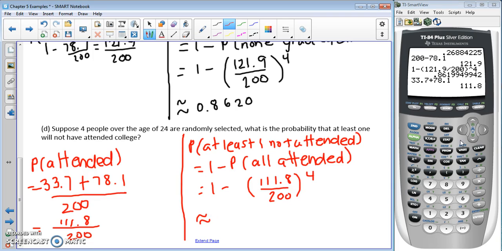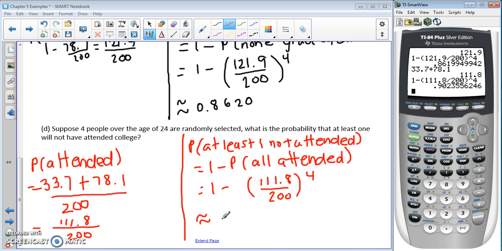And this is approximately equal to, so we're going to type that all on our calculator. 1 minus 111.8 divided by 200 raised to the 4th. So we're looking at 0.9024.